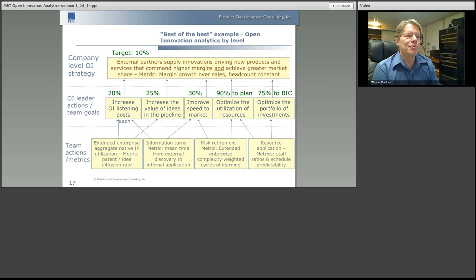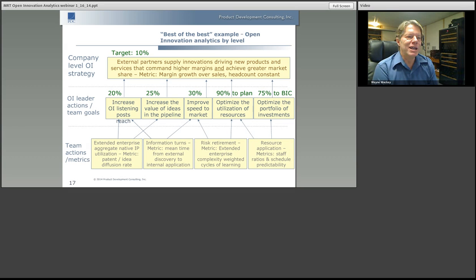And then finally, resource application. What are our staff ratios? In other words, do we have the right mix of creators versus implementers? Do we have the right mix of project managers versus designers? What are our staff ratios? And what is our schedule predictability? If we assume we can get there at a certain period of time, what's our predictability accuracy? And once we start measuring that in terms of applying resources, then we can start to improve it. And I've seen all kinds of creative ways of doing a better job with staffing projects.